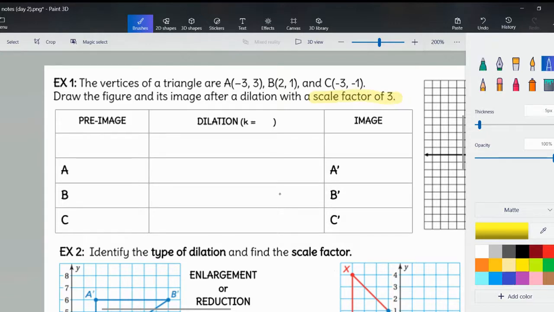And we can also fill out this portion right here, our dilation. It's going to be K equals 3. There we go. K equals 3 is our dilation. Let's see if I highlight this with the yellow, if that goes away. You can still see it. Okay, so dilation K equals 3. Our pre-image is going to be a triangle. That triangle we're going to have as blue.